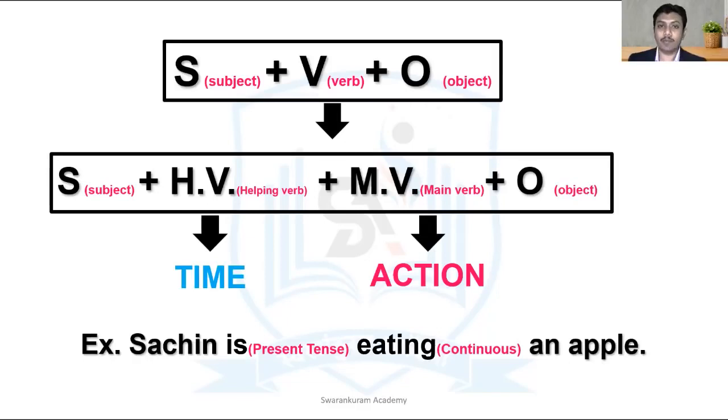Sachin is eating an apple. If you look closely at this example, you will see that 'is' is the helping verb. It is indicating that the tense is present tense. It's a time, it's a present time. And 'eating' is the action that is continuous. So ultimately it is present continuous.